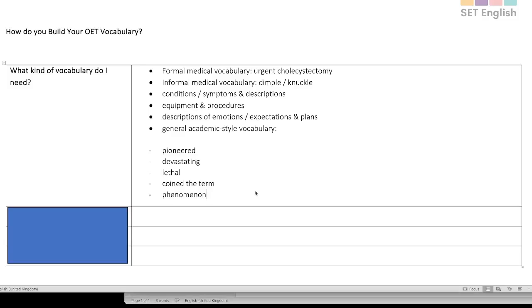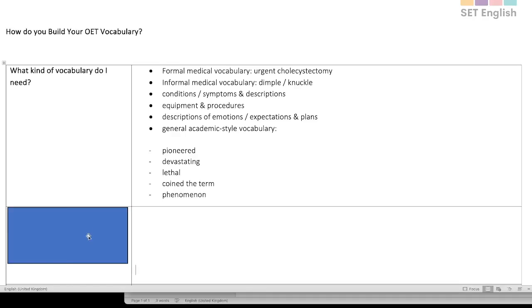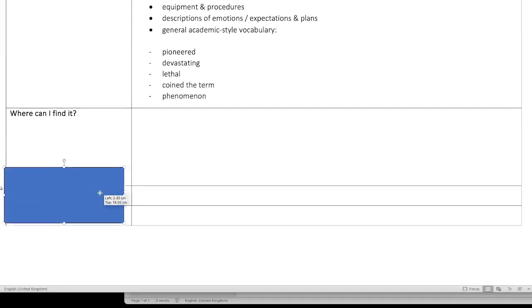I don't know. So in terms of the kind of vocabulary you need, keep your mind open. Yes, there are medical things and healthcare based things, but there are also general things, and this is where people struggle more in OET. Not the medical stuff. Most of you know that stuff. It's this general academic style vocabulary that makes Part C so difficult. So where can we find it?